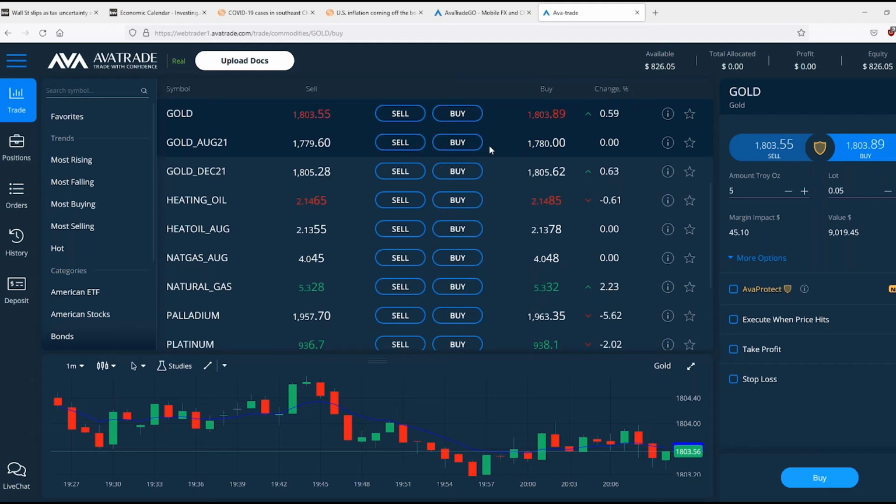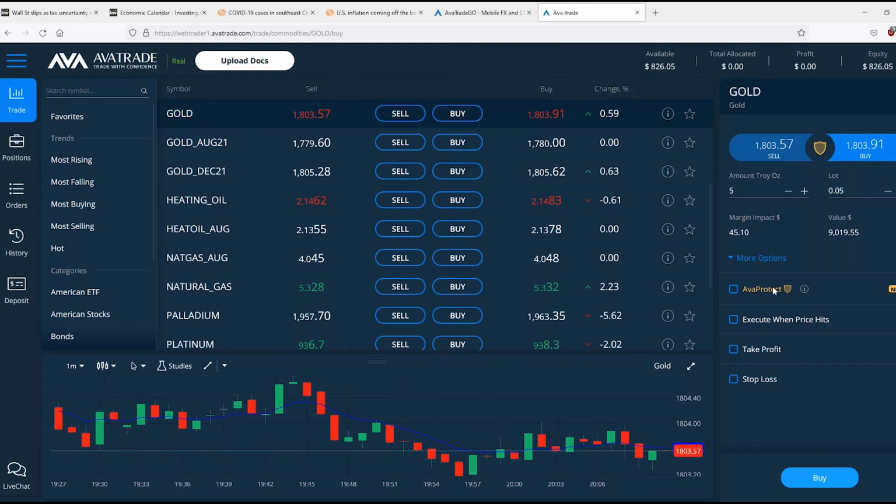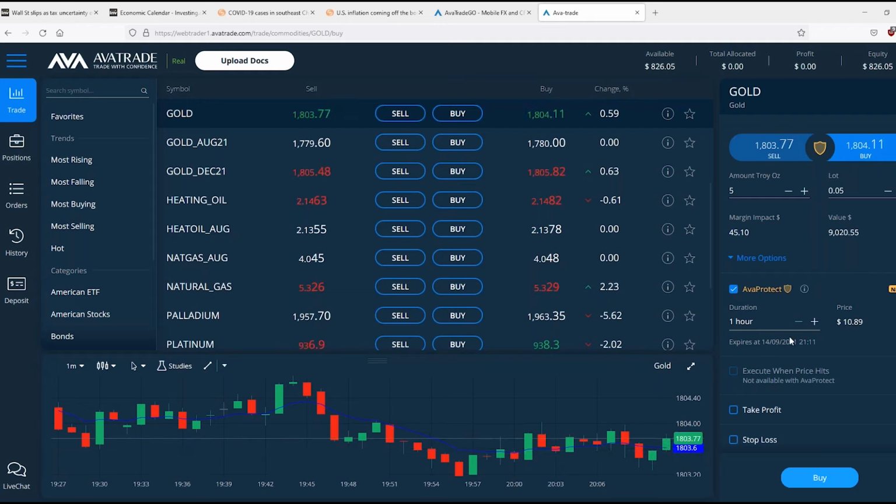Doesn't matter which direction you're going, you have the opportunity to use AvaProtect. So we see the order window pop up for gold. Whether I'm buying or selling, I can use AvaProtect, a small premium cost, to protect against losses on that trade. And so it's a flat cost. I can protect it by the hour, by multiple hours, by days. The max here is 2 days of protection. So if you expect a really large movement, your protection cost for that couple days or for even smaller time periods is relatively small compared to the potential profit you could have on that instrument.